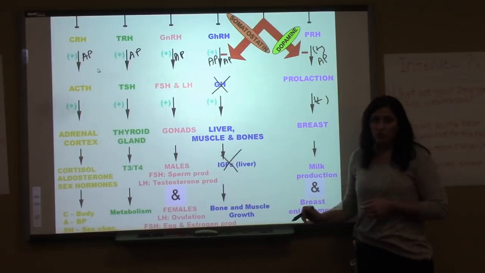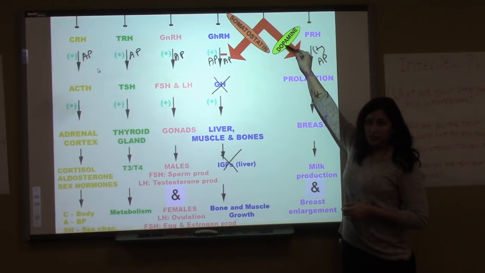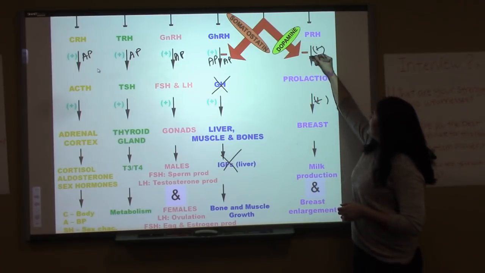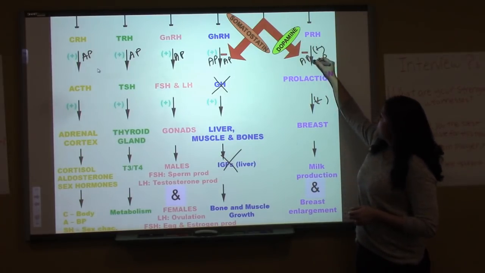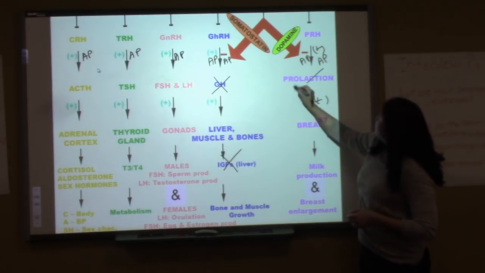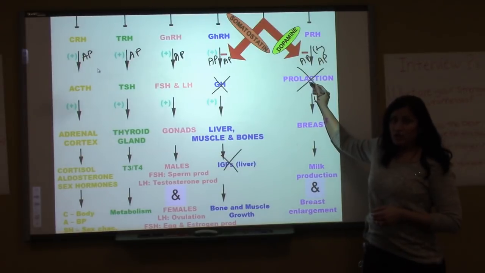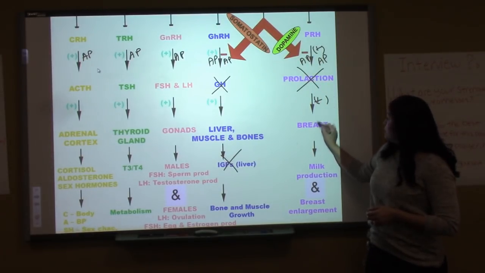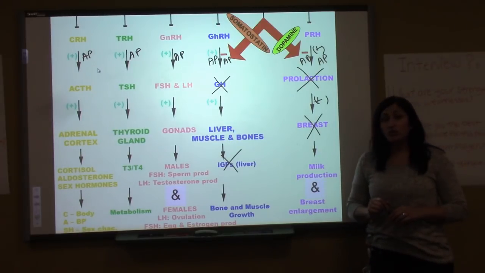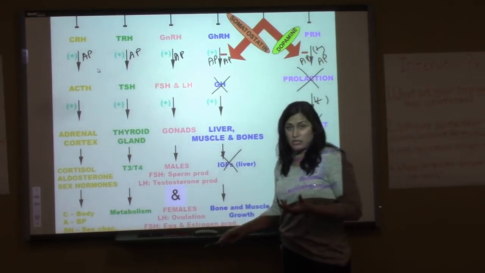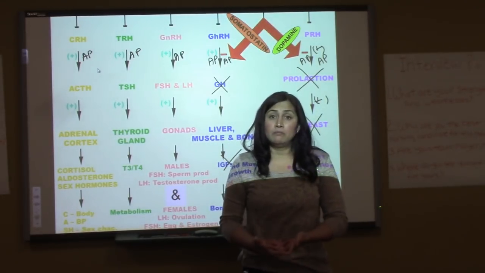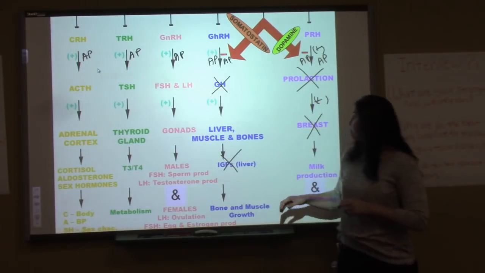That's one inhibitory hormone. Let's look at the second inhibitory hormone, which is dopamine. So when the hypothalamus releases dopamine, it inhibits the anterior pituitary. So the anterior pituitary is not functioning. If it does not work, it does not release prolactin. When prolactin is not released, the breast is not stimulated, therefore there is no milk production and no breast enlargement. This is why us females, if we're not pregnant, if we're not breastfeeding, we do not actually have milk being produced in our breast. Okay?